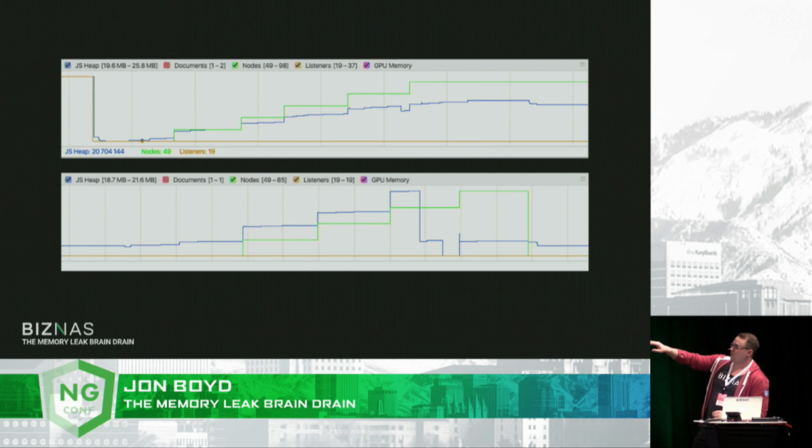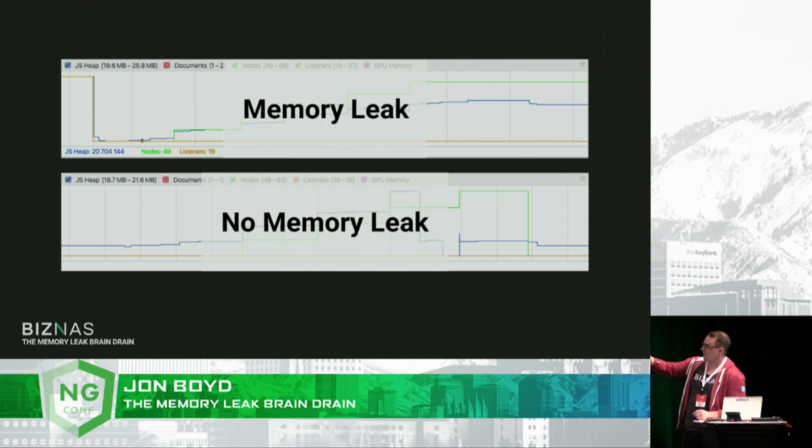So the top is an example of a memory leak, and the bottom is the graph you're looking for. So if you look at the start and the end of both of these graphs, in general, you're going to want to see whatever level of memory you started at. That should be roughly where you end at the end of the graph.